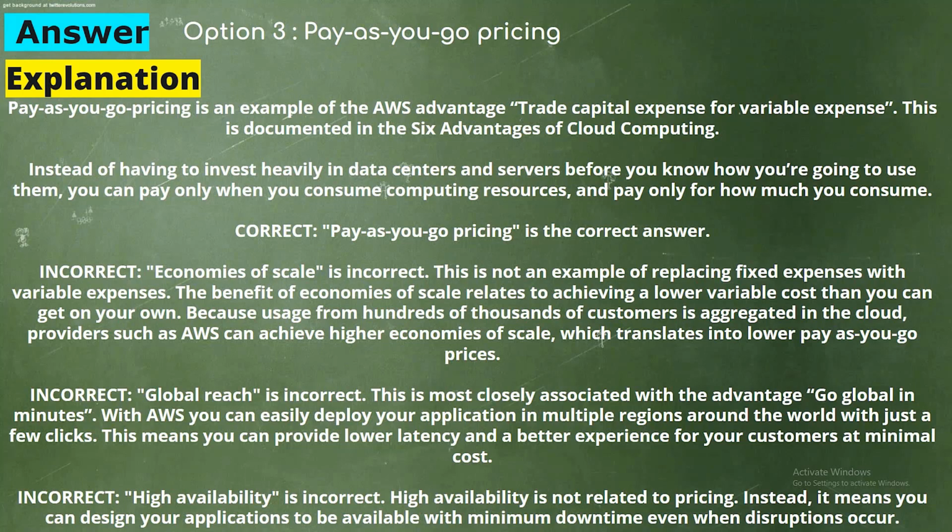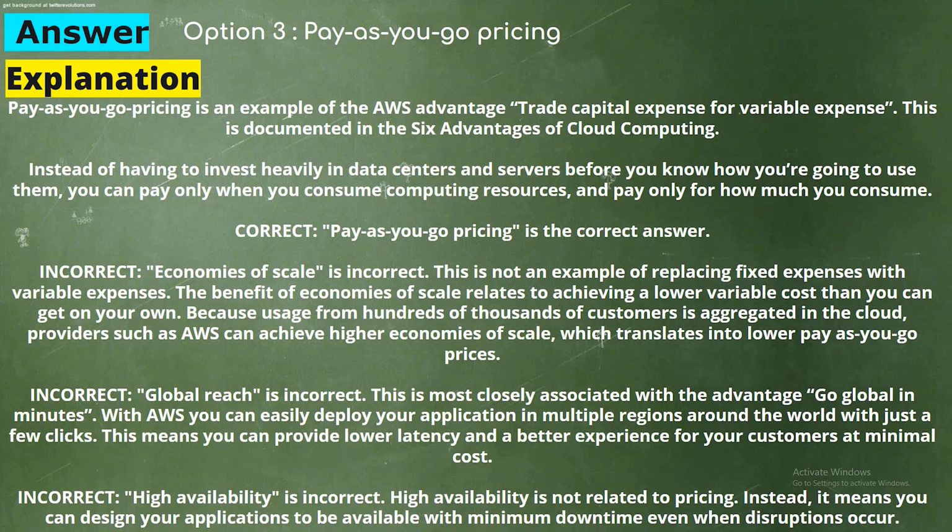Incorrect. Economies of scale is incorrect. This is not an example of replacing fixed expenses with variable expenses. The benefit of economies of scale relates to achieving a lower variable cost than you can get on your own. Because usage from hundreds of thousands of customers is aggregated in the cloud, providers such as AWS can achieve higher economies of scale, which translates into lower pay-as-you-go prices.